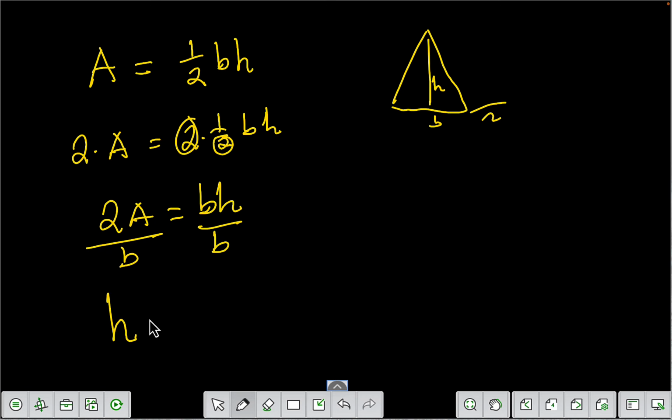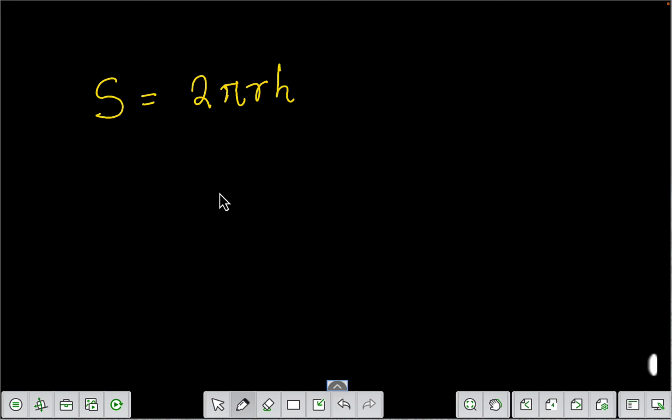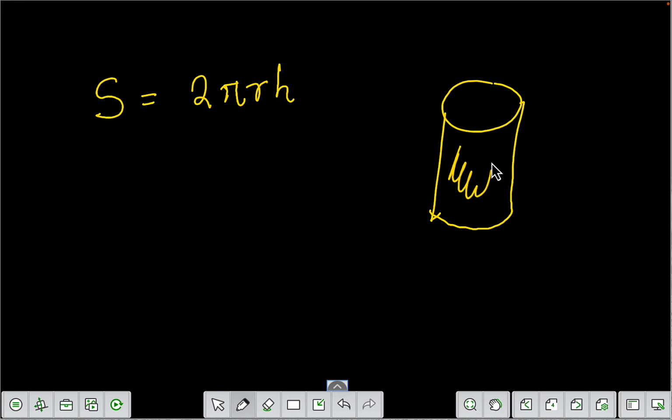So to solve for height, multiply the area by 2 and divide by the base. Simple. Okay, so this is the formula for finding the lateral surface area of a cylinder, which is 2 pi RH, right?